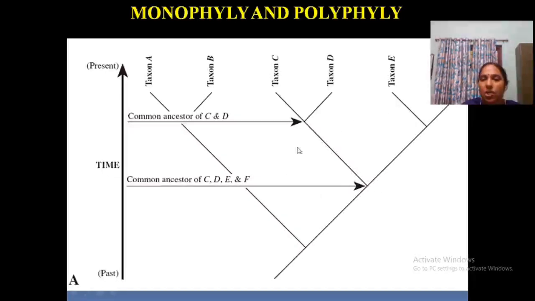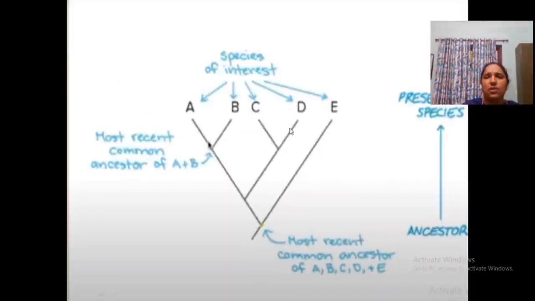Clear? So, this forms a monophyletic group. Those share the common ancestor. It's very simple, you can see here. See, this is the most recent common ancestor of A, B, C, D, E and F. All have come from this. This is the common ancestor and all its lineages, and A, B, C, D, E are called clades. Clear? And all this together you can call monophyletic.